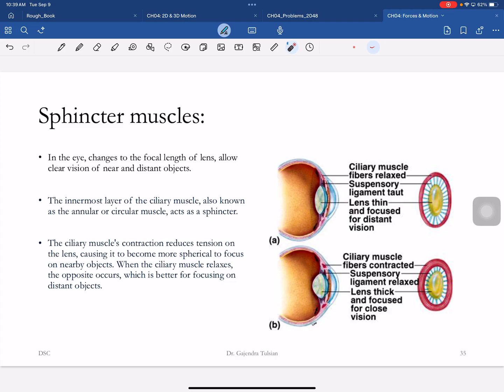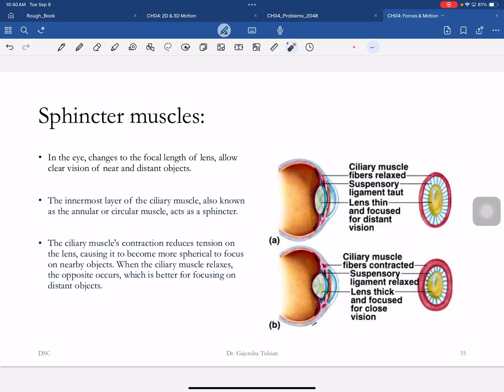So here's what happens. Here's the lens of your eye. Your lens of the eye is suspended by a sphincter muscle, a circular muscle that can contract. When it contracts, the muscle becomes small, the circle becomes smaller. The lens is suspended by these little strings. So when that sphincter muscle contracts, these guys go slack and the lens becomes thicker. And when the lens becomes thicker, you can see close by objects.